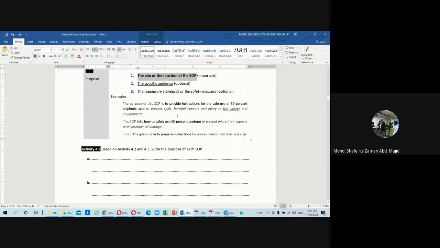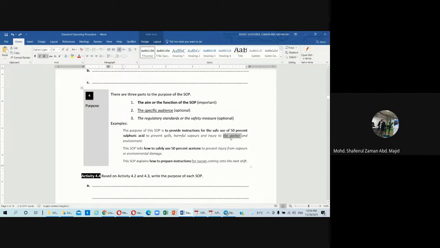Okay. For example, given here, the purpose of this SOP is to provide instructions for the safe use of 50% sulfuric acid. So what is the purpose? Safety, or the instruction on how to use 50% sulfuric acid safely. Okay, and then the specific audience here, the worker. Who will be your audiences? All right, so please do not forget when you are writing the purpose, number 1 is very important.